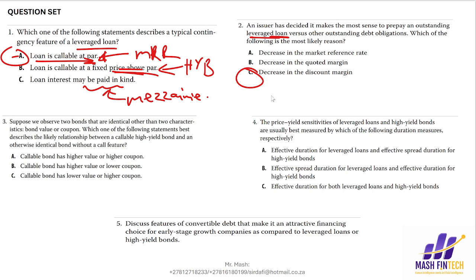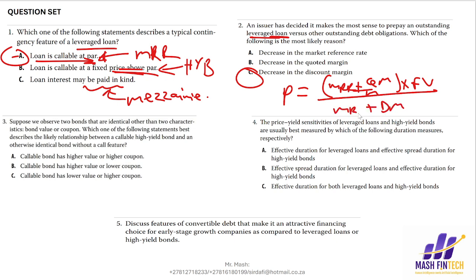So remember, when you calculate the price, you have the coupon rates, which are calculated by the marginal rate plus the quoted margin over M, multiplied by the face value. And then at the bottom, that's where you have the discounted margin, also added to the marginal rate, and then over M. If this discounted margin has decreased, this increases the price. And in this instance, it will be wise then to repay the outstanding leveraged loan. Okay.